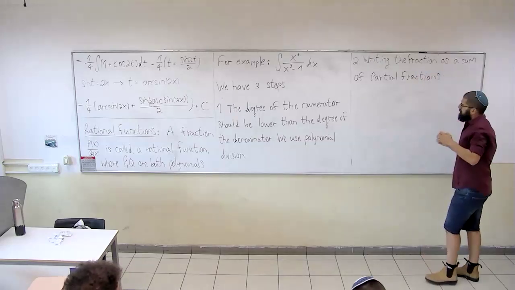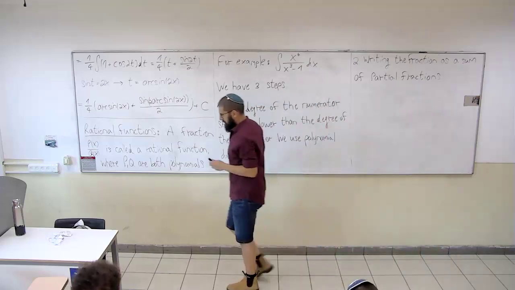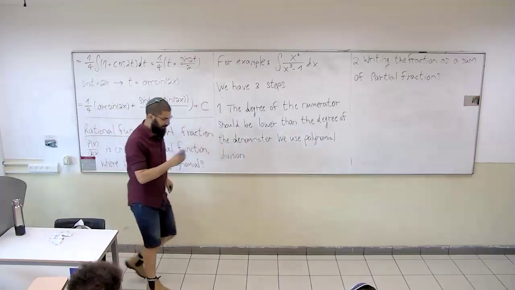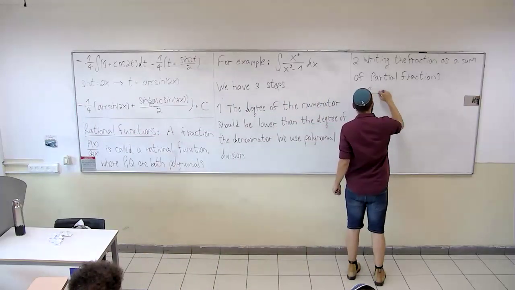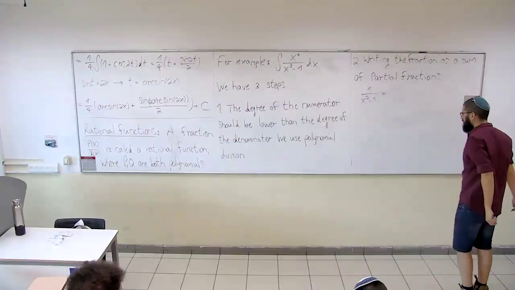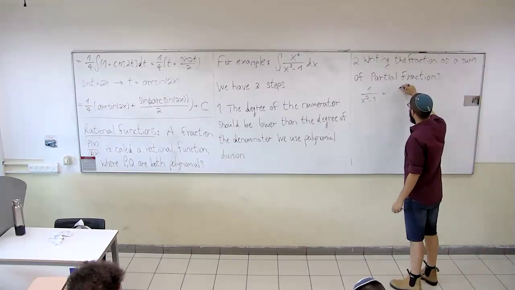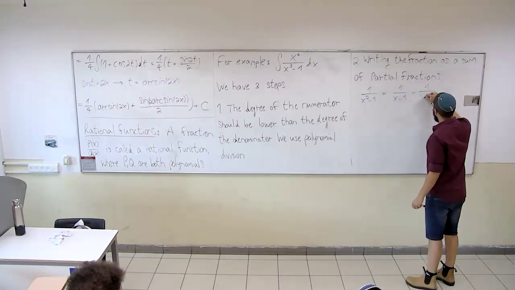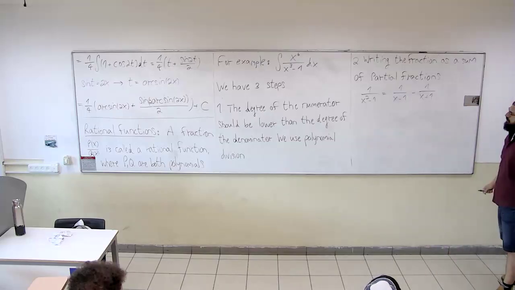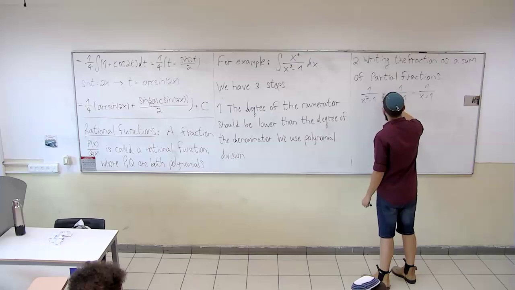Partial fractions. For example, a very simple one: when you have 1 over x squared minus 1, one could write it as 1 over x minus 1 minus 1 over x plus 1. And in order to get actually 1 and not 2, you can multiply by a half.